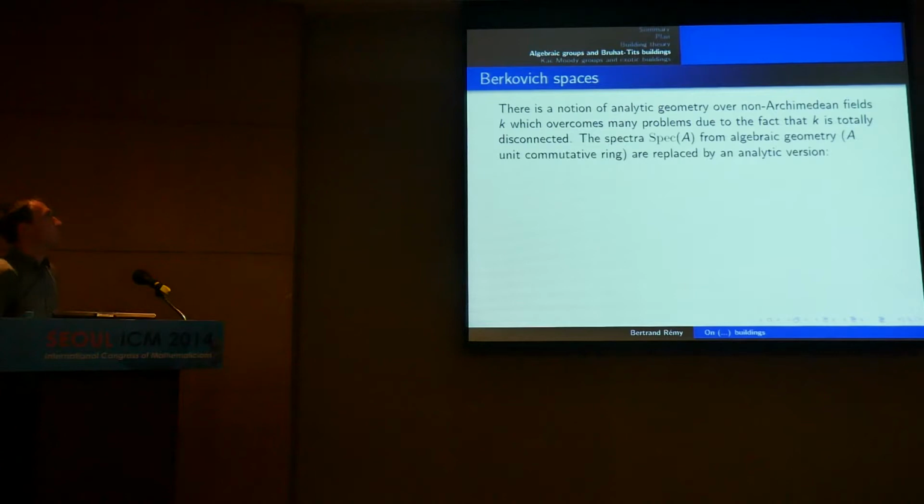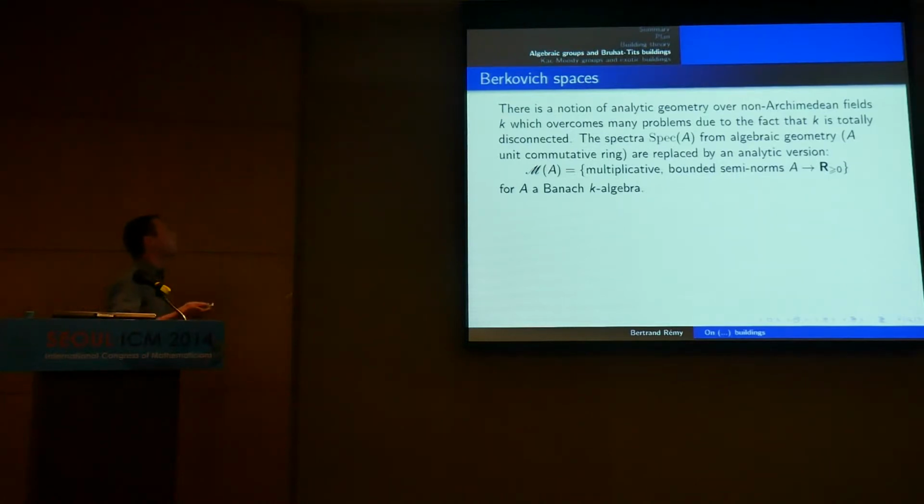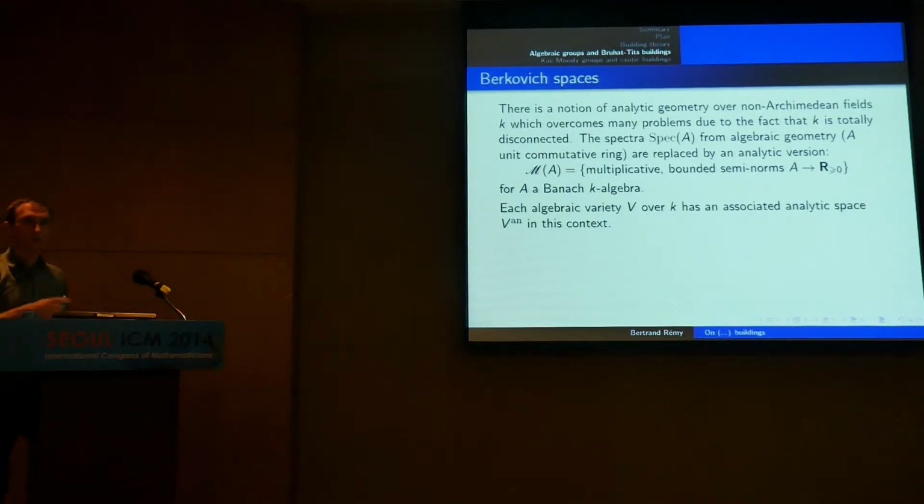Yeah. So there is a notion of analytic geometry over non-Archimedean fields, which mimics in some sense algebraic geometry, but it replaces prime spectra of unital rings by, so to speak, analytic spectra for Banach algebras. So instead of considering rational points over extensions of the ground field of the K-algebra, you consider multiplicative bounded seminorms. So this way you catch all rational points, but you also add more points in such a way that you overcome the difficulty of total disconnectedness of the field. So the nice point is that every algebraic variety over the local ground field has an associated analytic space.